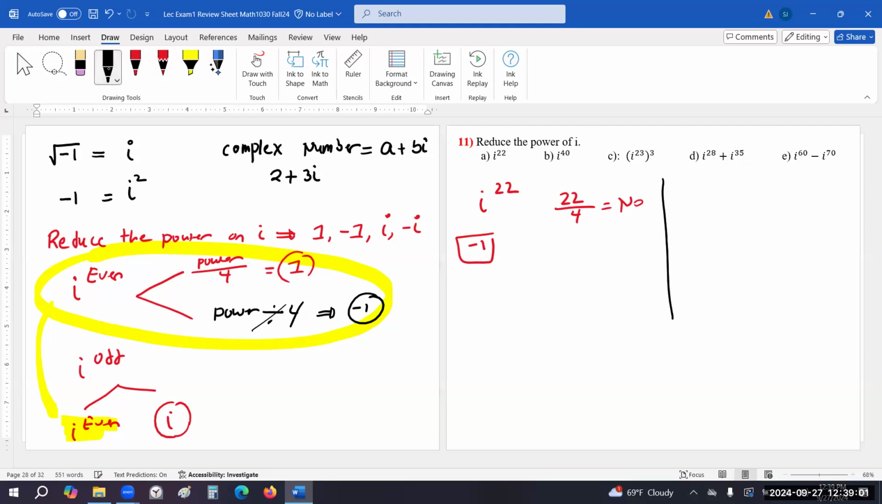Okay, next one. i to the power 40. Can we divide 40 by 4? Yep. So what's the answer? 1. Cool, right? I was actually impressed with myself. Wow, how did you think about that? Let me show you a few more examples, and then I'll show you how I usually teach reducing the power of i.